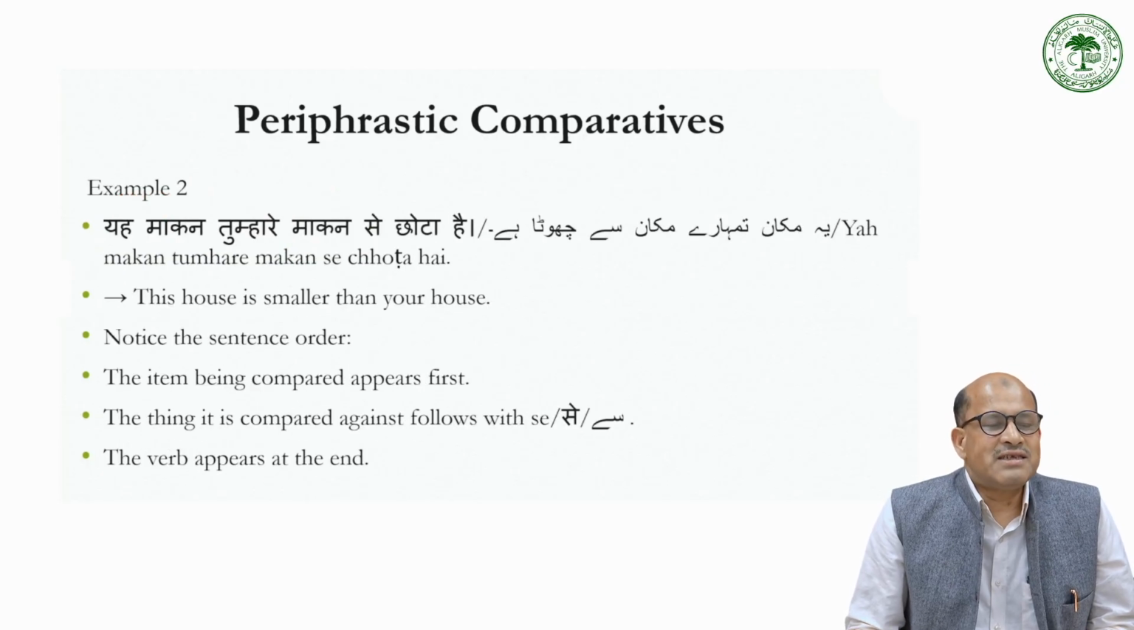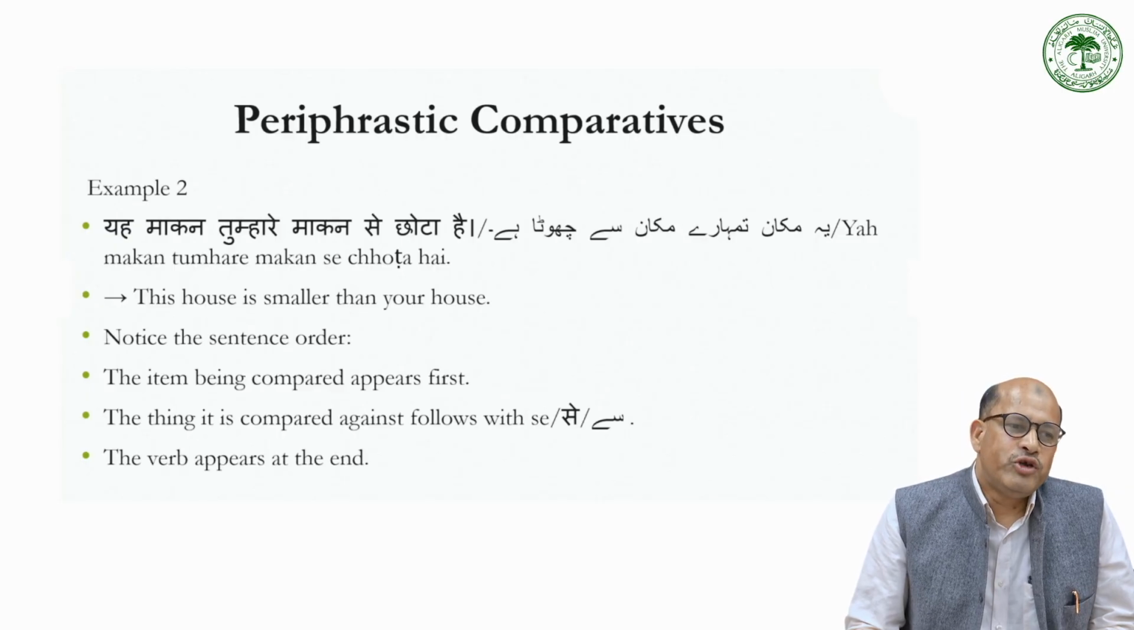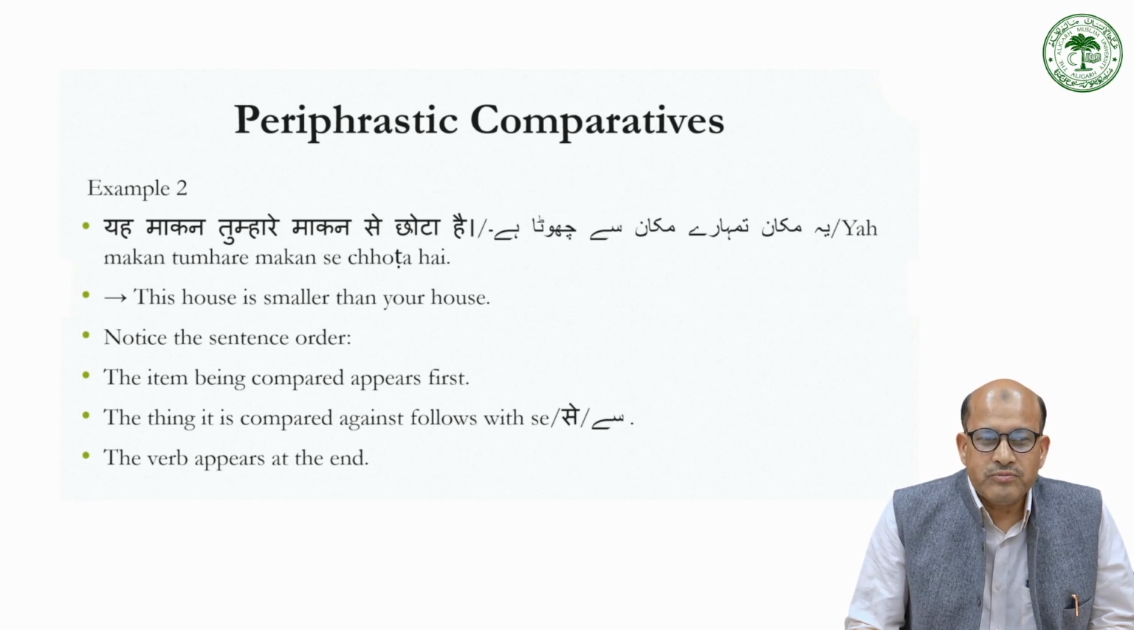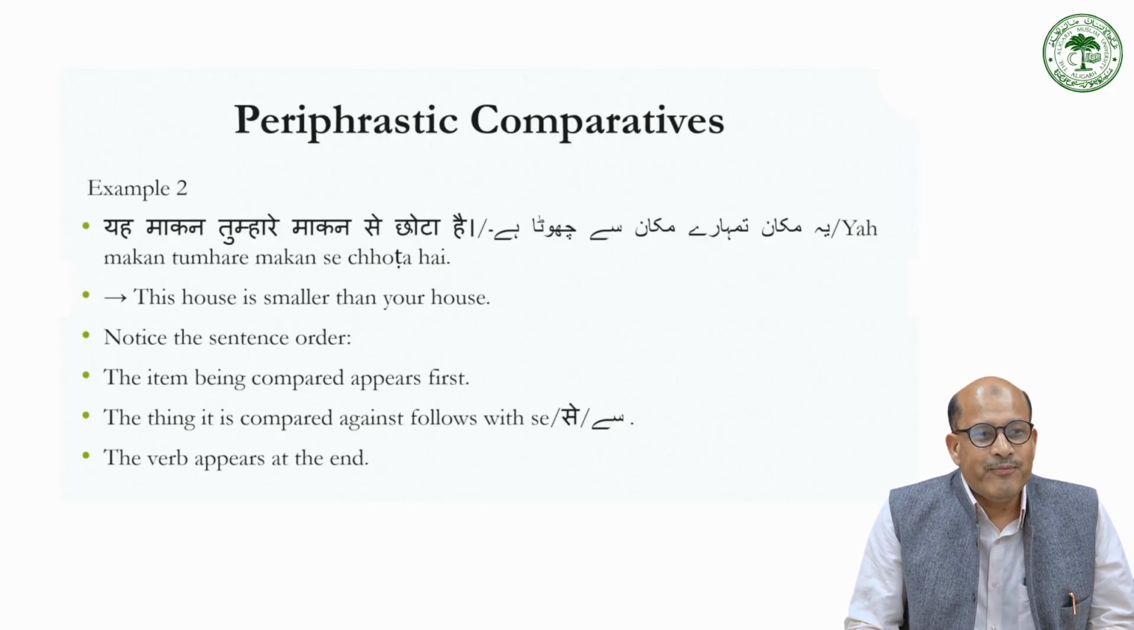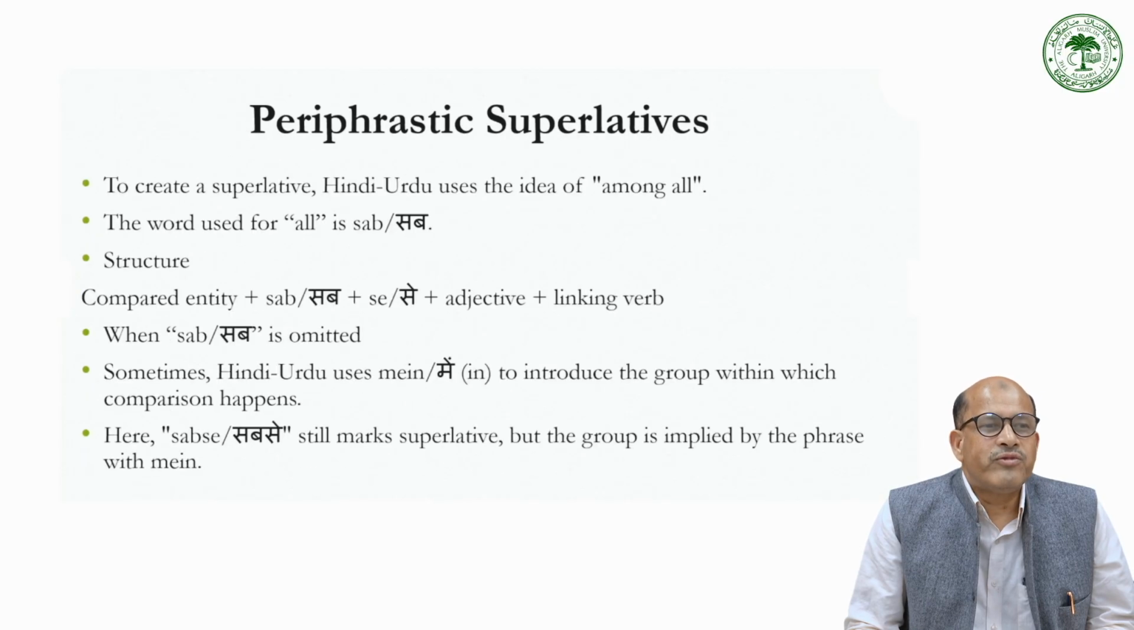If you look at this example, यह मकान तुम्हारे मकान से छोटा है. So this house is smaller than your house. Look at this sentence. The item being compared appears first, like यह मकान. The thing it is compared against follows with se, like makan se, and the verb appears at the end, like hai, linking verb we call it.